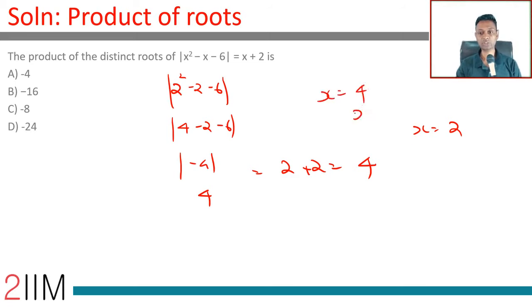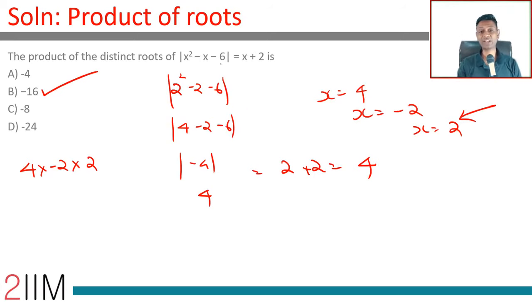X equal to 4 works. X equal to minus 2 works. X equal to 2 works. So product of the distinct roots, 4 into minus 2 into 2, is minus 16. Once again, I made the mistake in this one. I completely forgot that this solution was possible, messed it up and got a wrong answer. So don't rush through, solve it methodically.